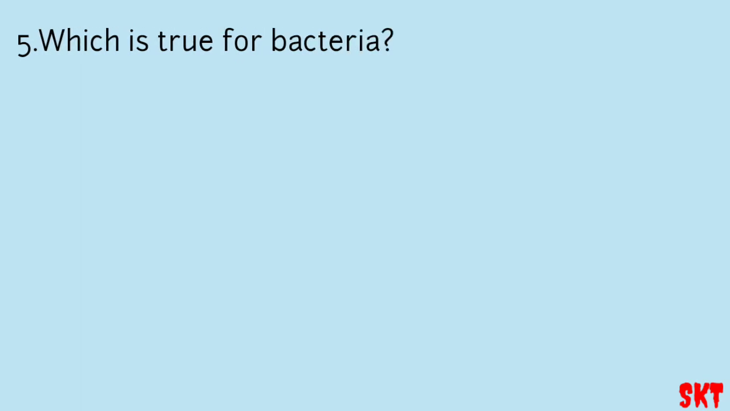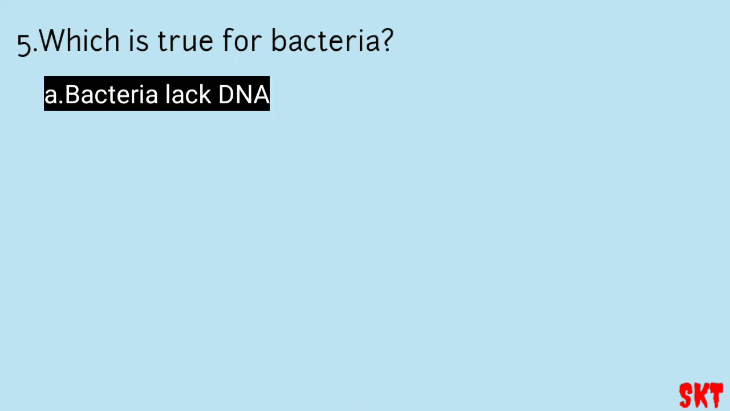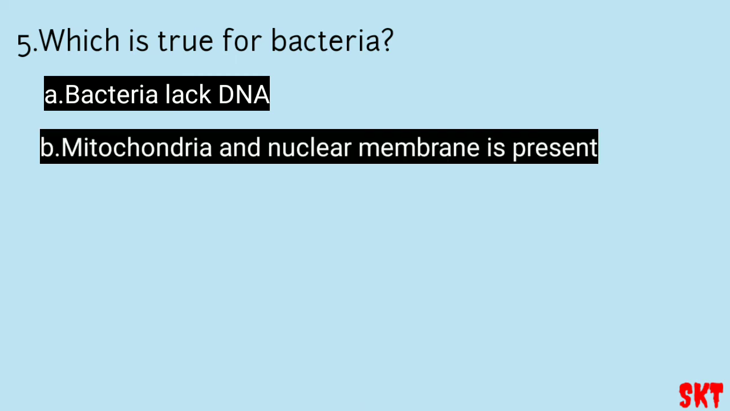So first we should know what is bacteria. Bacteria is an example for prokaryotic organisms that do not have membrane-bound organelles. So let us look at the options. A. Bacteria lack DNA, which is false because both prokaryotes and eukaryotes have DNA as their genetic material. Option B. Mitochondria and nuclear membrane is present. That's not true in case of bacteria that belongs to prokaryotes because prokaryotes do not have membrane-bound organelles.